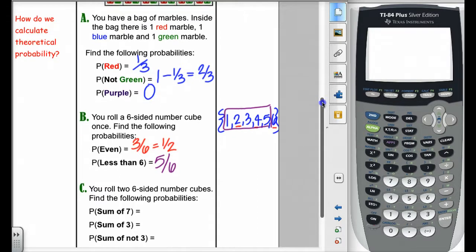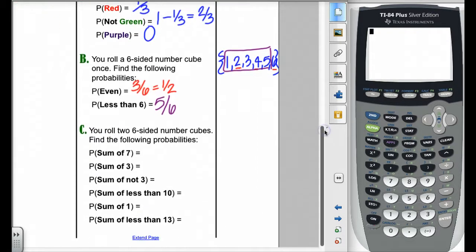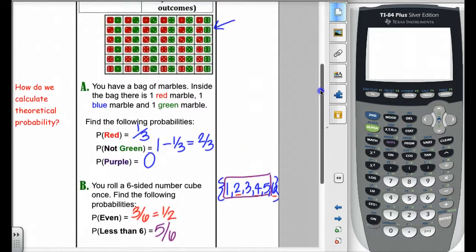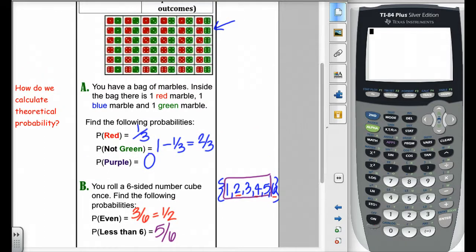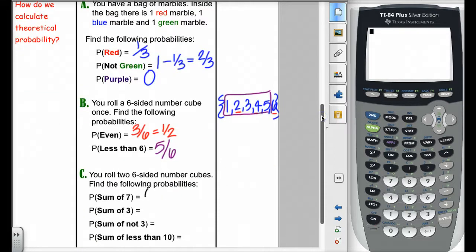So now, let's take a look at rolling two 6-sided number cubes. We're going to scroll back up to look at the picture as we go. We want to look at a sum of 7. We don't want anything less, anything more, we want 7. And when I look here, I see that we can have 1 and 6, 2 and 5, 3 and 4, 4 and 3, 5 and 2, 6 and 1. So when I count that up, 1, 2, 3, 4, 5, 6. So we have a probability of 6 out of 36, which simplifies to 1/6.